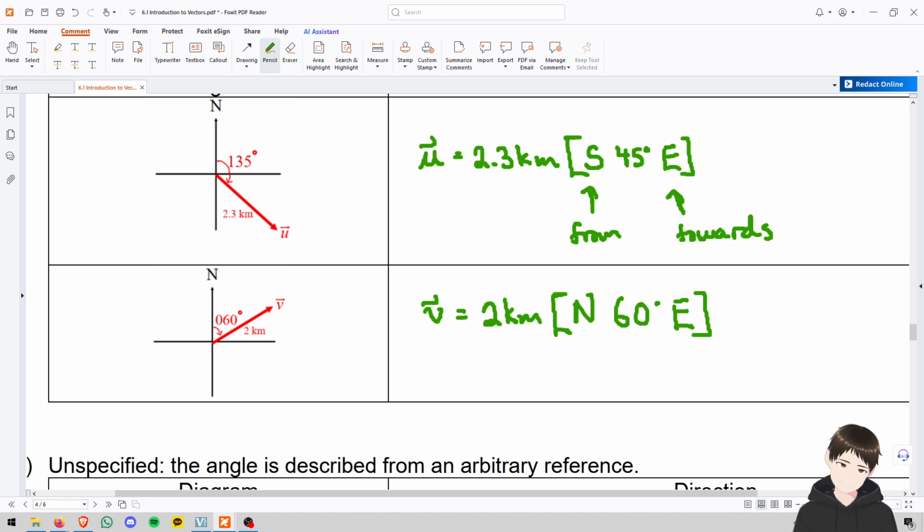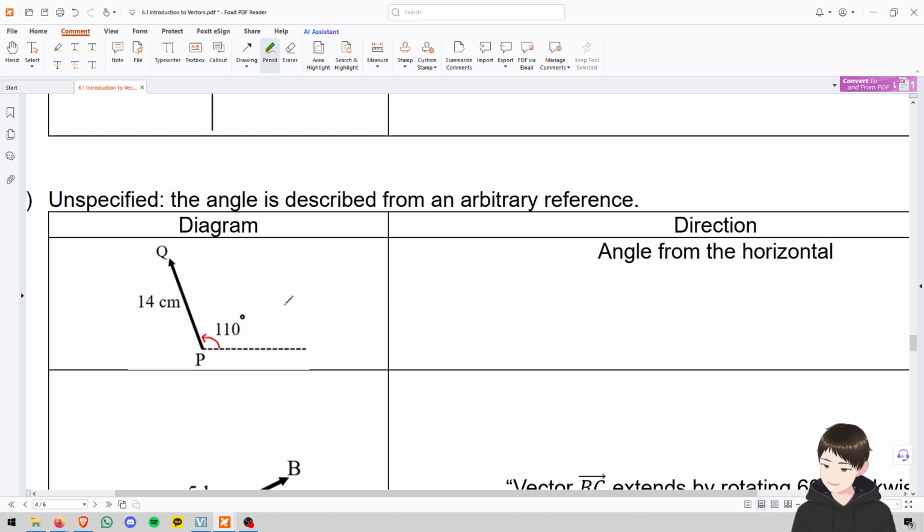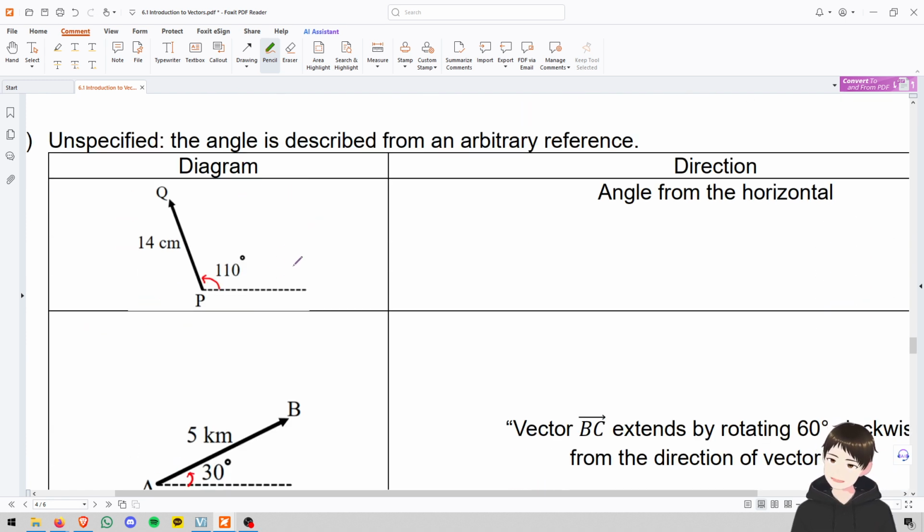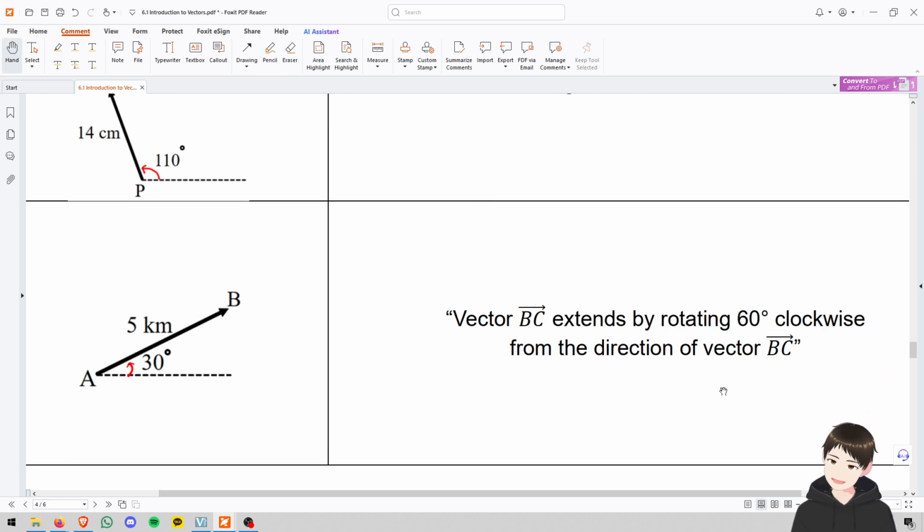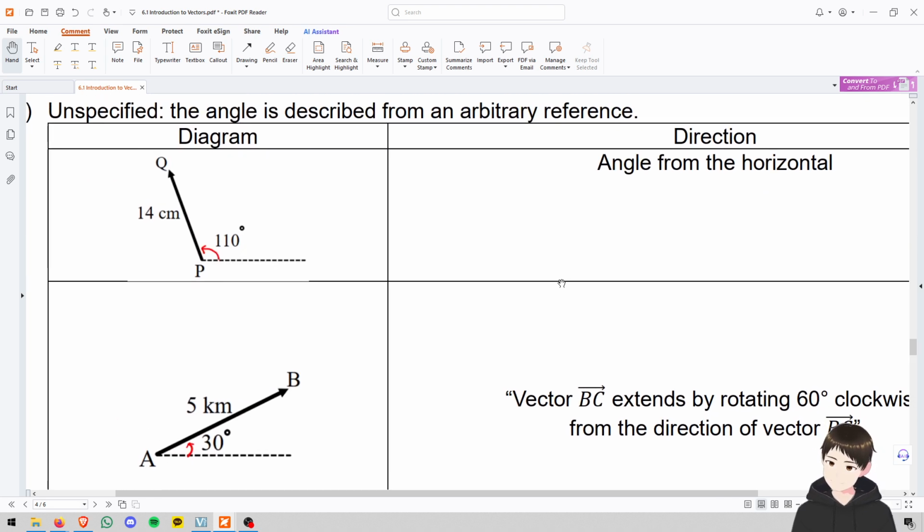Okay, there it is. Lastly, sometimes, like geometric vectors, it is unspecified. Sometimes we will simply say it is an angle from some arbitrary reference, such as the horizontal, or from another vector itself. That's geometric, because we don't have numbers or a Cartesian coordinate to use as a reference. So here it is. Angle from the horizontal.